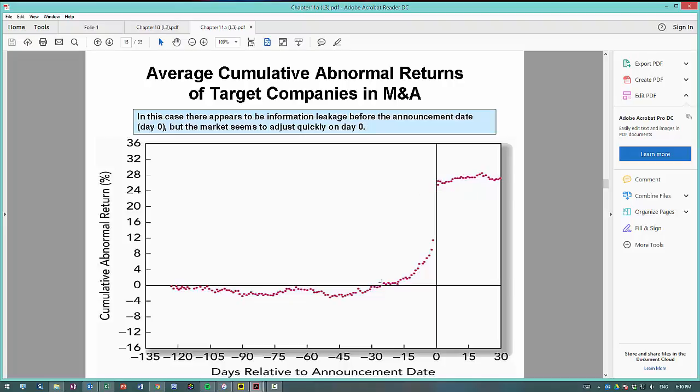Okay, now if this is what is really happening, I think it tells you that the market is not really strong form efficient. Okay, if the market was strong form efficient, then probably you couldn't have insiders like this buying, and then there's information leakage also. The information is leaking out.